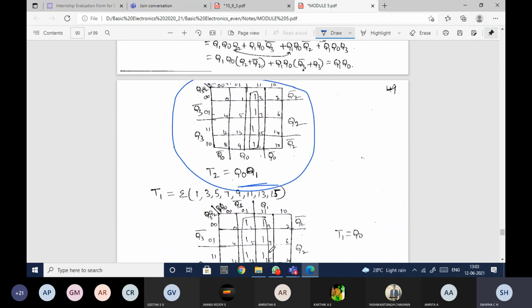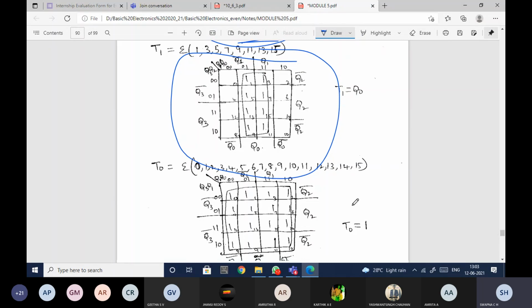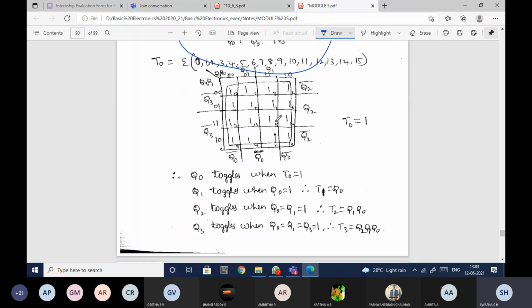With this K-map method only I can directly get Q0 Q1. Then T1, when you simplify this entire thing, this is nothing but the mapping. So T1 will be Q0. Here all the entries, the complete K-map will have 1 as the entry, so the complete thing will overlap each other, so T0 will be equal to 1.